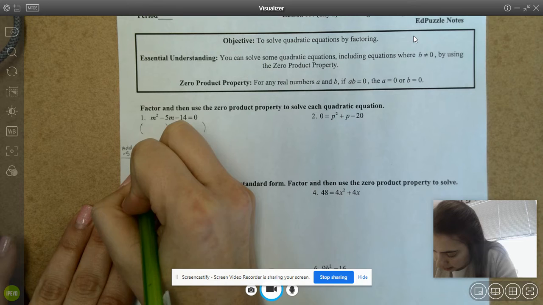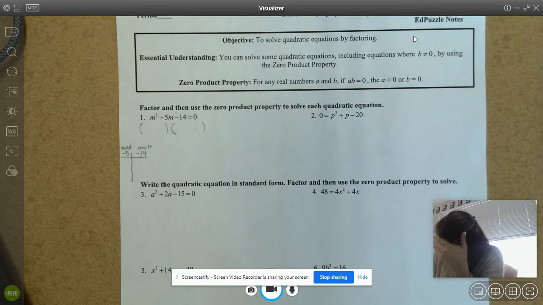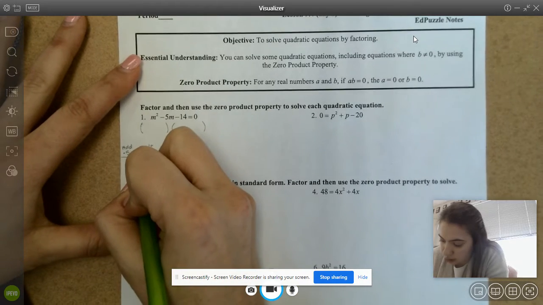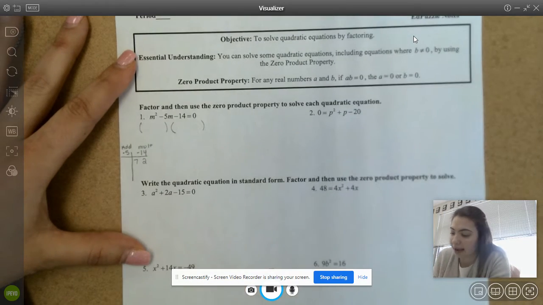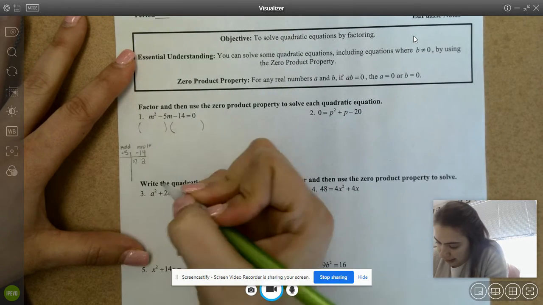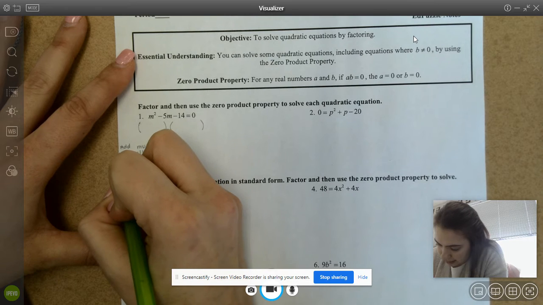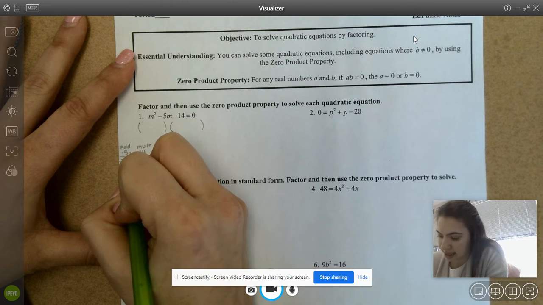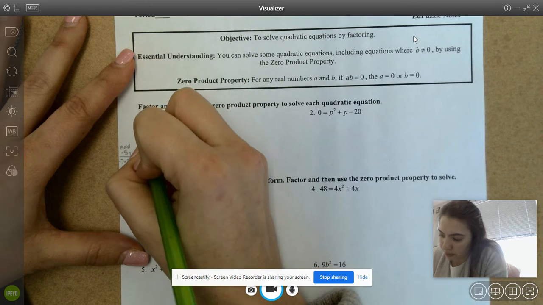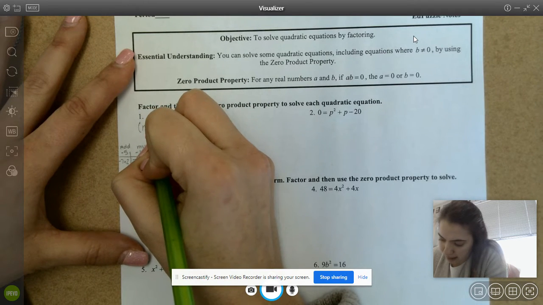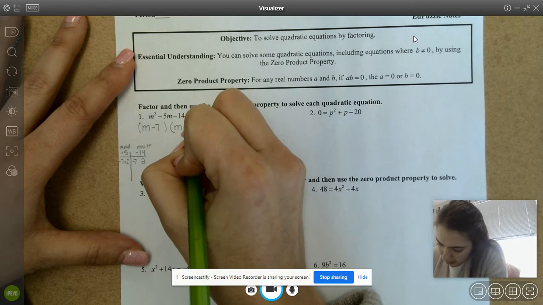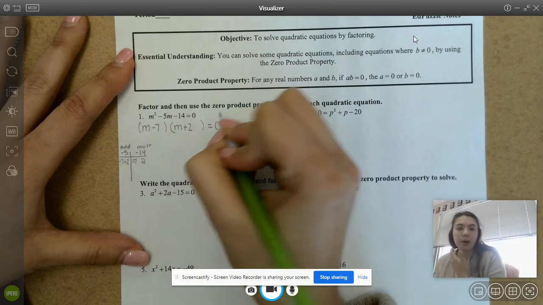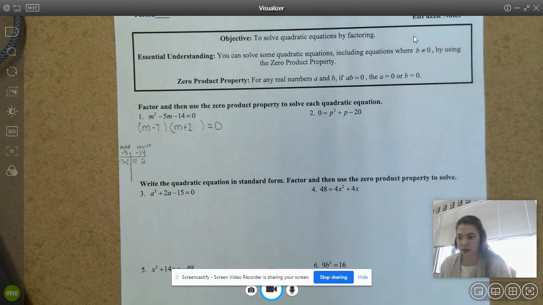to negative 14. Numbers that multiply to negative 14 remind me of 7 and 2. Well, if 7 and 2 want to add to become negative 5, the 7 is going to have to be negative and the 2 is going to have to be positive. Negative 7 plus 2 does give us negative 5. So therefore, we have the factor of m minus 7 times the factor of m plus 2. And don't forget, this whole problem is still being set equal to 0.